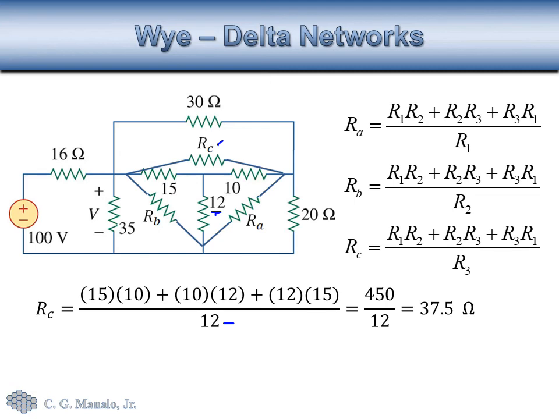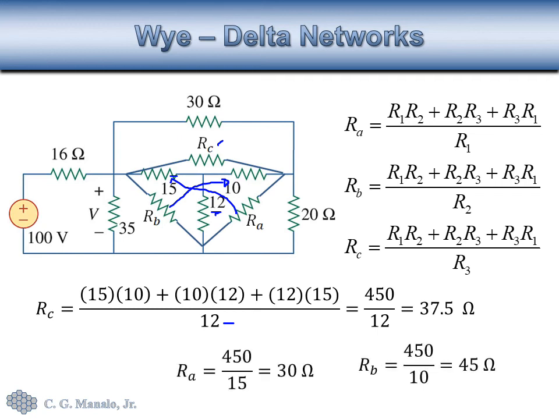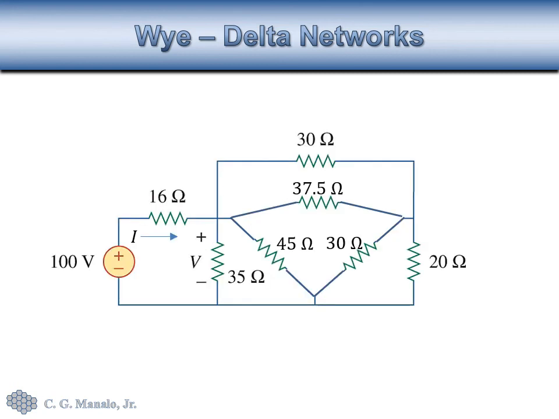Now the denominator for R sub B, the resistance in front of it is this one, the 10 ohms, and for R sub A, it is the 15 ohms. So solving for them would yield this result. So using these values, this is now our new circuit.